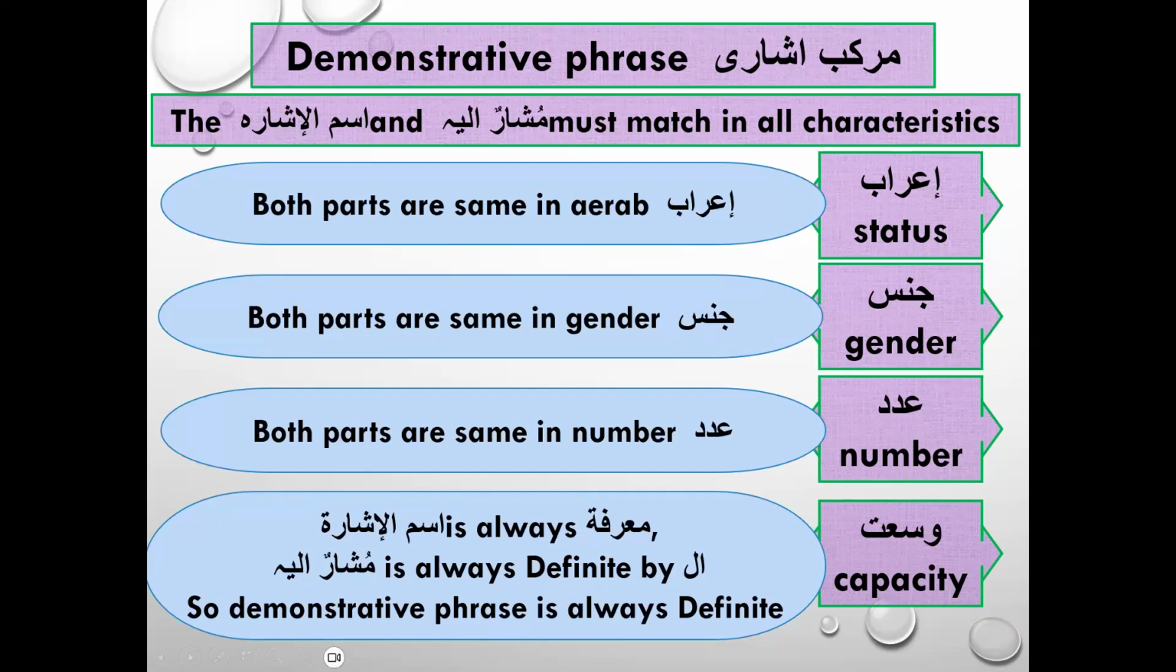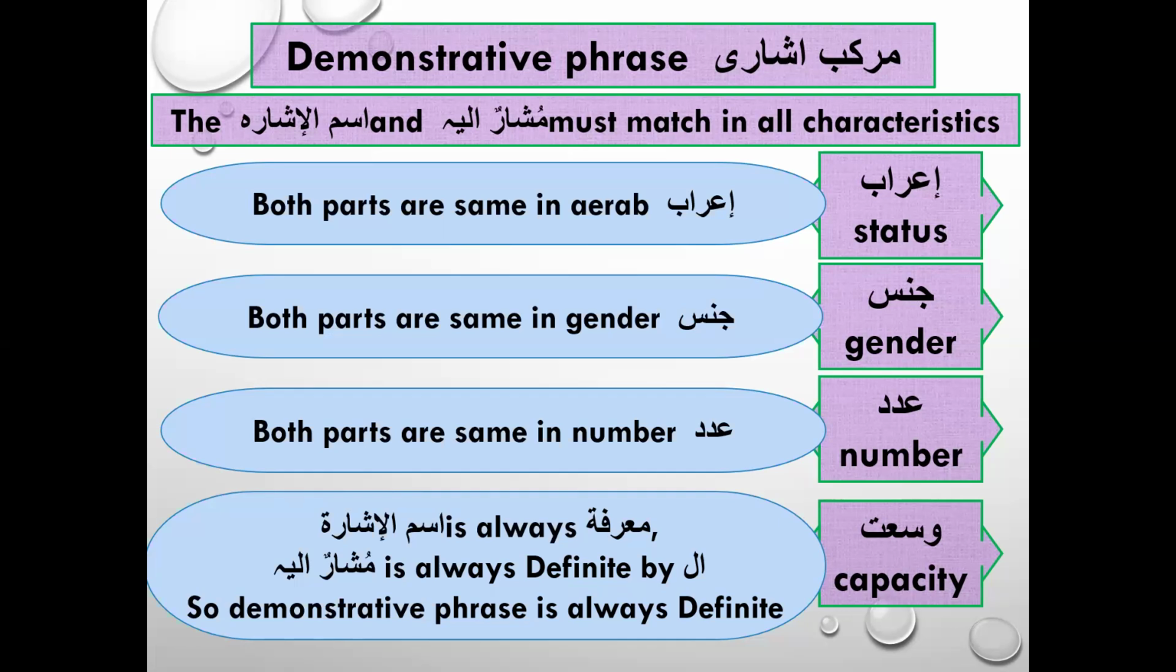So we came to the result that the demonstrative phrase is always definite. It is always definite because ism ishara is always definite, and musharun ilayh must be definite by al. So there is no chance for a demonstrative phrase to be nakira. So what's the difference between murakkab ishari and murakkab tawsifi? The difference is that murakkab tawsifi can be nakira: both parts will be nakira if it is nakira.